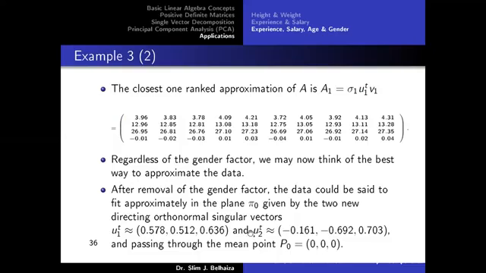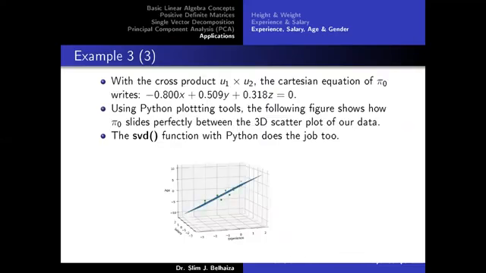So from the two left singular vectors I obtained, U1 and U2, I obtained the plane. How? Just by doing a simple cross product, as we see in a simple calculus course. And of course, this plane passes through the mean point, which is P0 with coordinates 0, 0, 0, because I centered my data matrix before. So by performing the cross product of U1 and U2, I obtained the Cartesian equation, or what we say in general, the equation of this plane, which, as you can see, slides perfectly between my points.